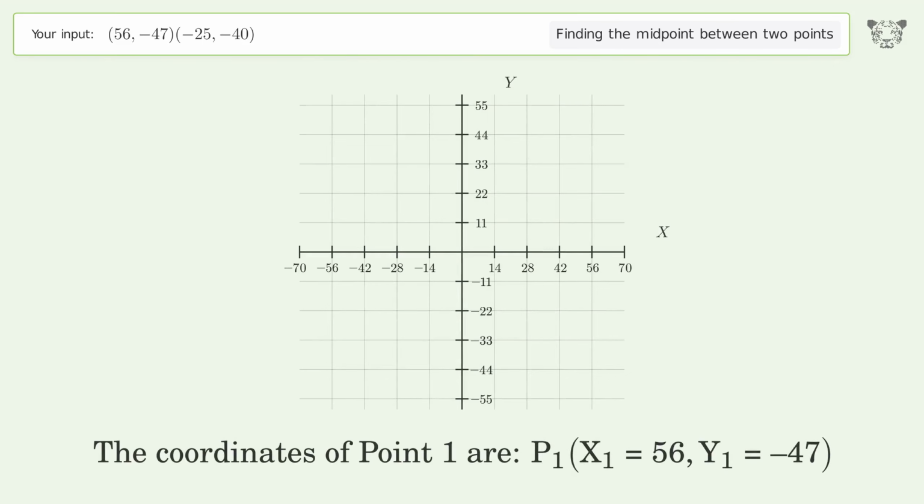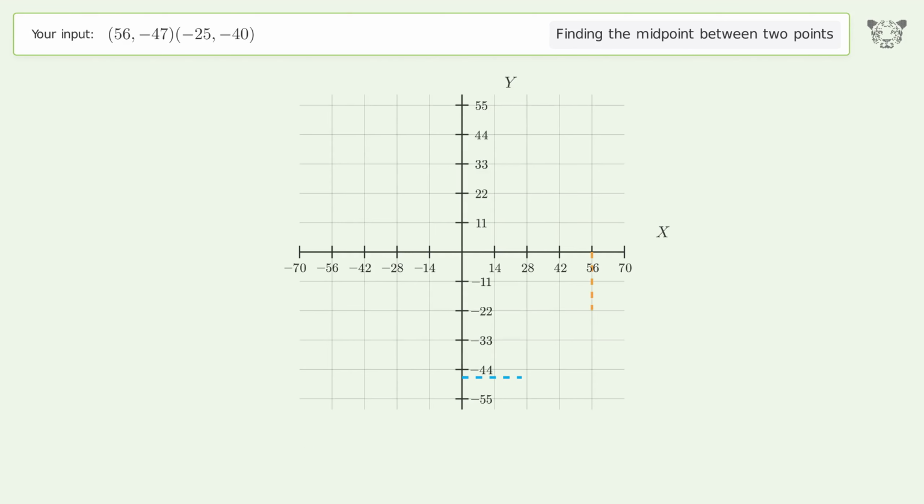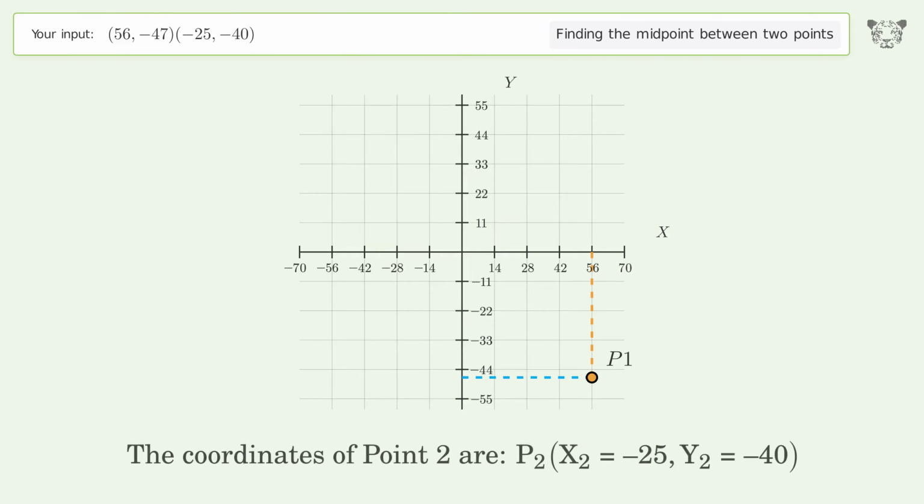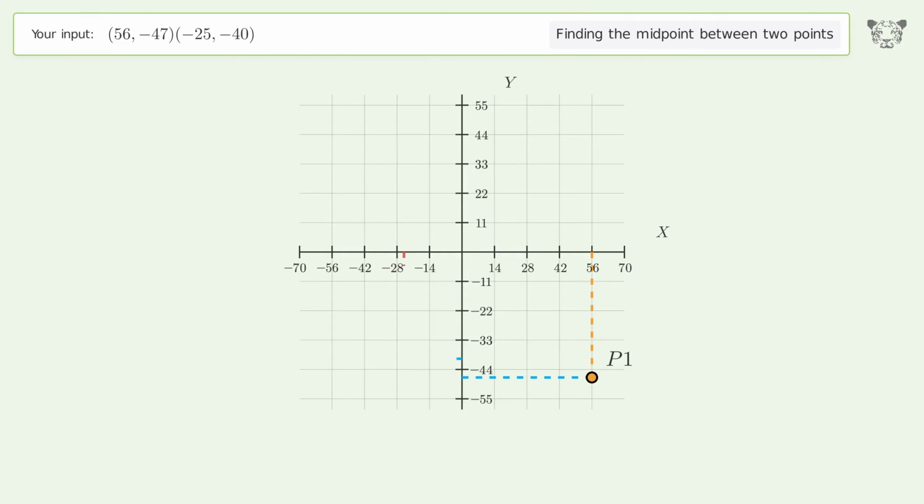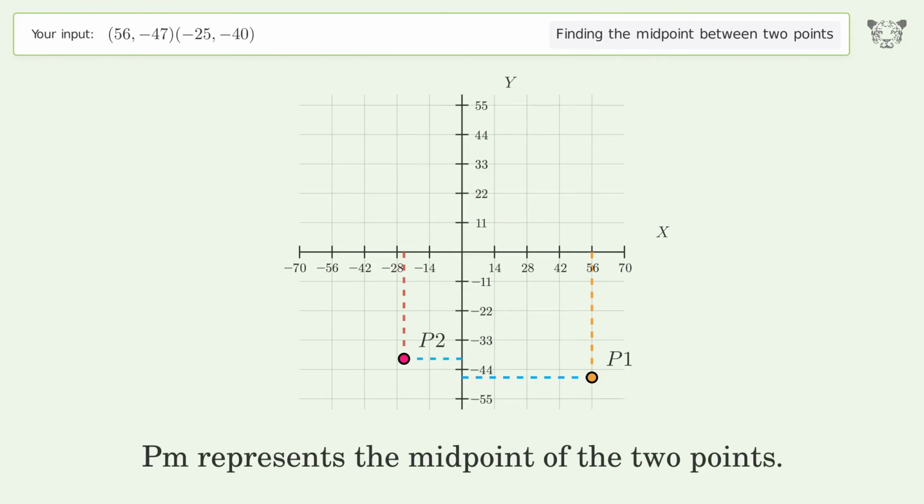The coordinates of point 1 are, x1 equals 56, y1 equals negative 47. The coordinates of point 2 are, x2 equals negative 25, y2 equals negative 40. PM represents the midpoint of the 2 points.